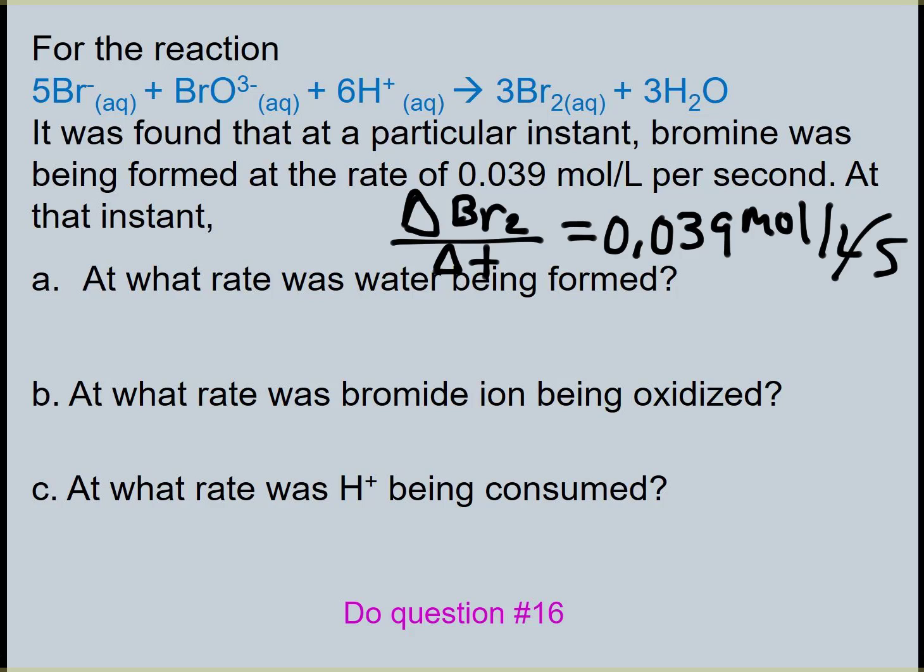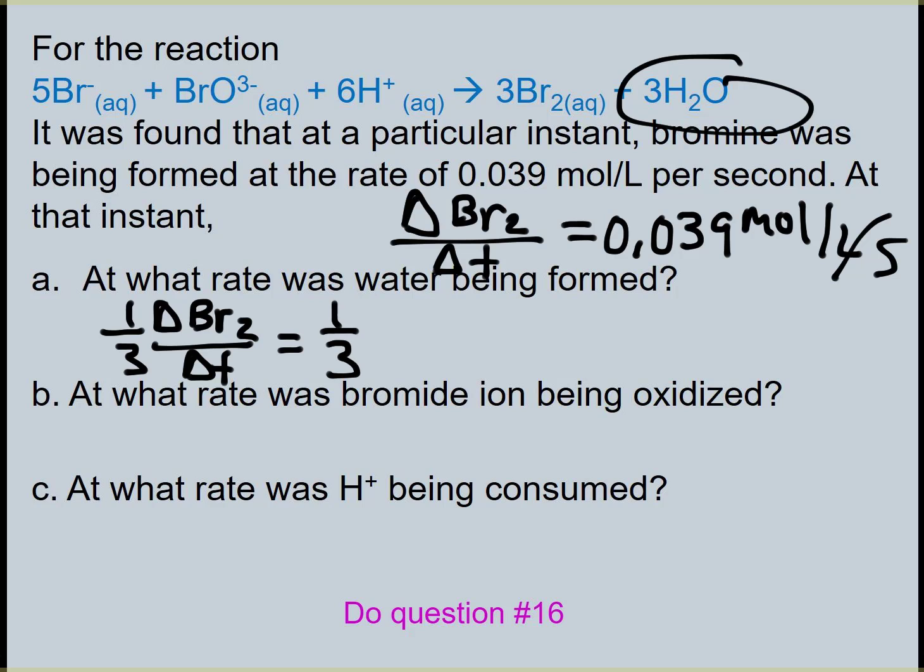So let's look and solve these problems. So at what rate was water being formed? So now I'm going to compare the water to that Br2. So I know that 1/3 of the change in the bromine divided by the change in the time, that would be equal to water is 1/3 the change over time. Now these are both products, so they both are positive. But that is how I would set up the problem.